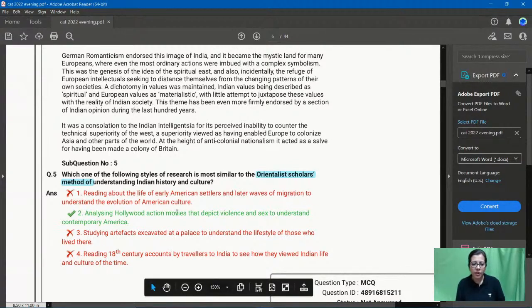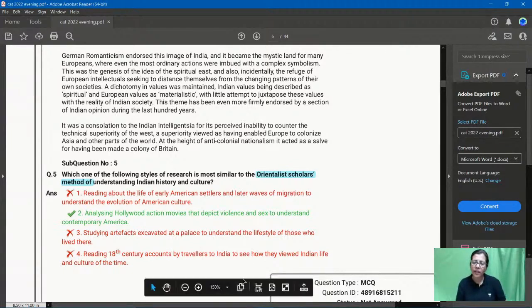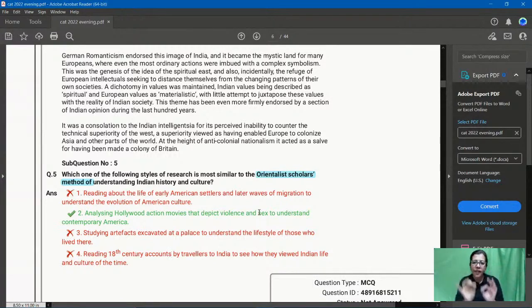Okay, right. Analyzing Hollywood action movies that depict violence and sex to understand contemporary America, I'm still not able to justify option 2. Why? Because the paragraph talks about studying what is visible in front of them, the actors, but they are not trying to study the director or the roots or the people who are studying them. That part is not being connected. So although I'm able to eliminate 1, 3 and 4, I'm not happy with option 2. And as a student there, I would not be able to pinpoint the final answer.